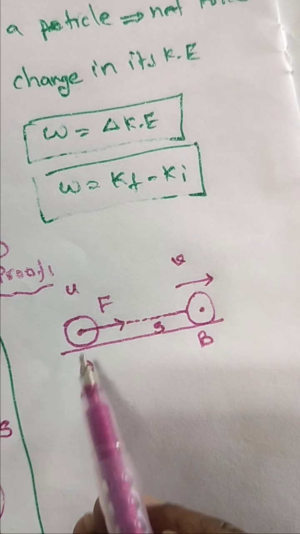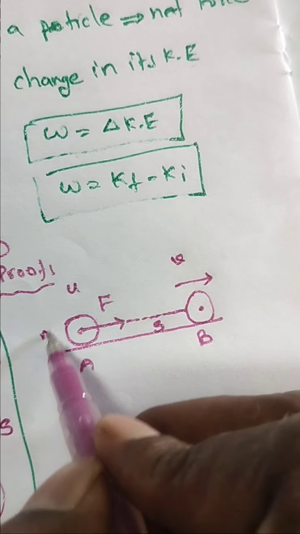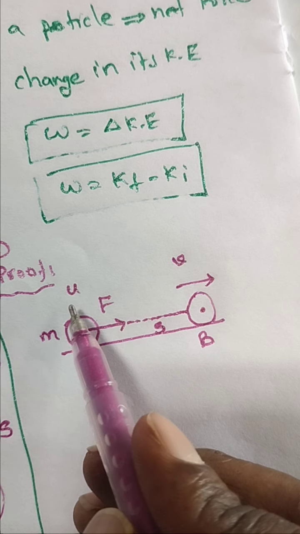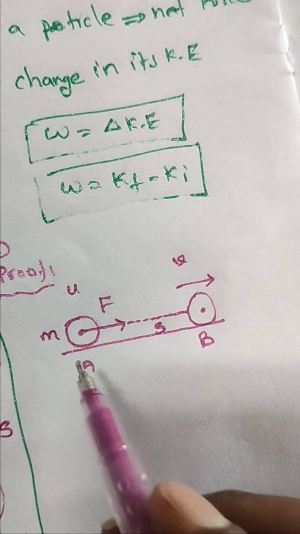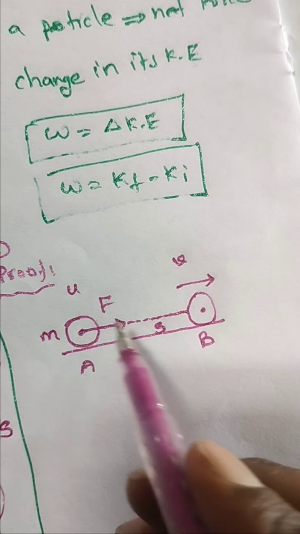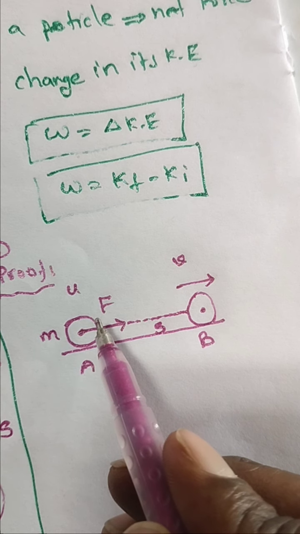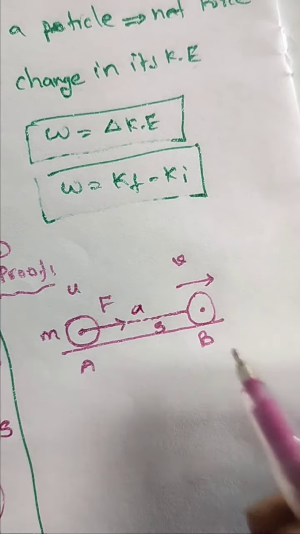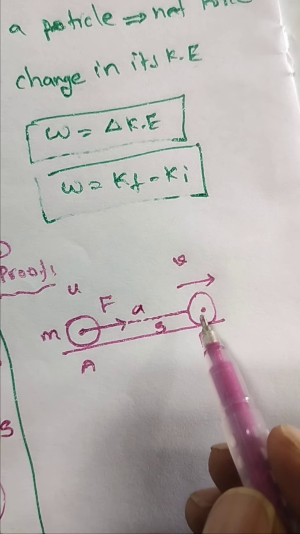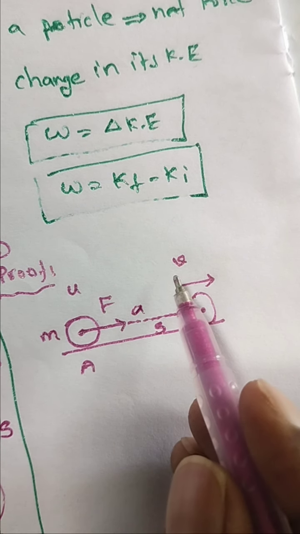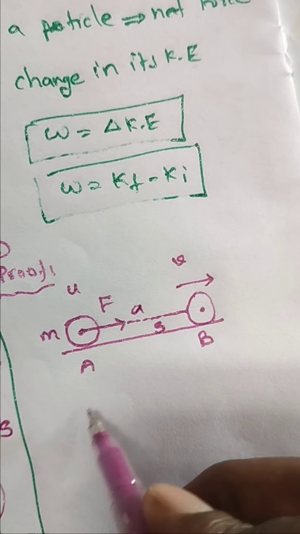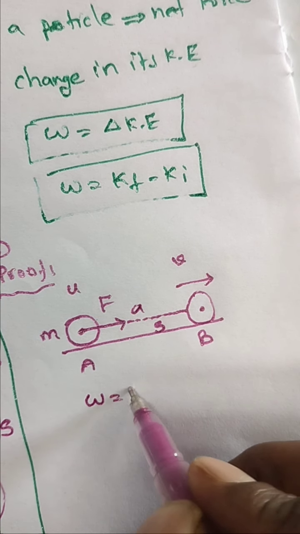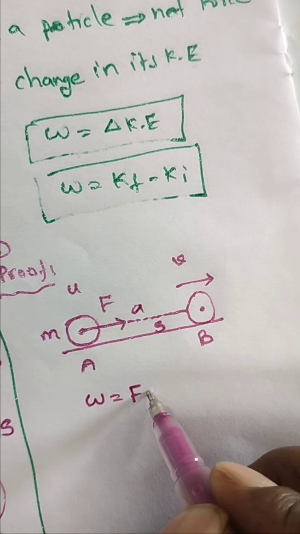Consider a particle of mass small m, moving with initial velocity u, under the action of a constant net force. The force will be constant, so again it is uniform acceleration. The velocity in the final case is equal to small v. So how much work is done? The body is moving from A to B, so W is equal to F into S.